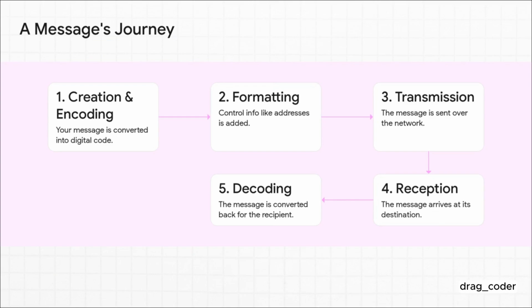So let's just walk through this real quick. Step 1, creation and encoding. That's your message turning into digital code and breaking into packets. Step 2, formatting and encapsulation. This is where each of those little packets gets wrapped up with all the addressing info. Step 3 is transmission prep, just getting it ready to be sent. Step 4 is, of course, the journey itself. And finally, Step 5, arrival and decoding, where all the packets are received, put back in the right order, and turned back into your original message.